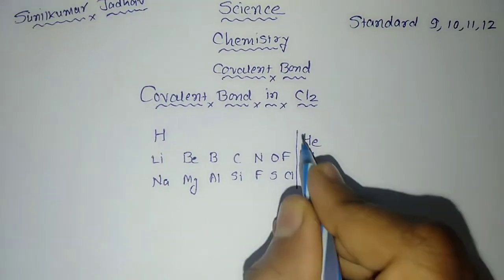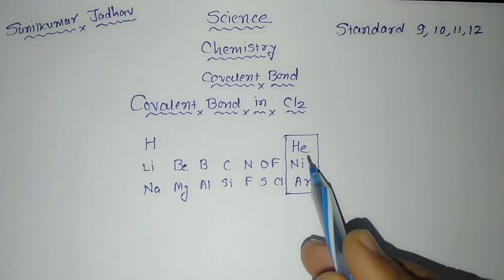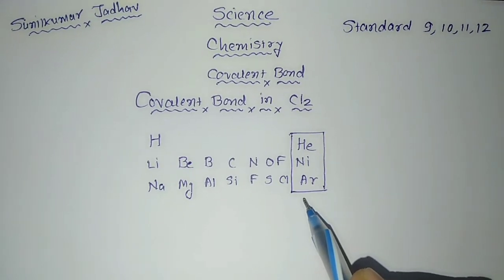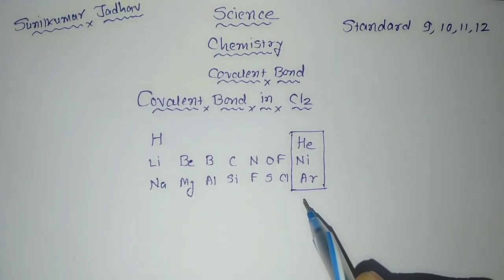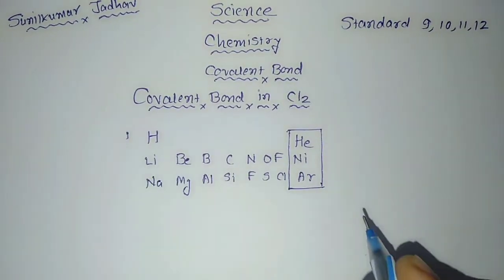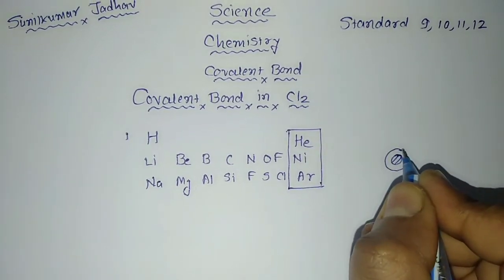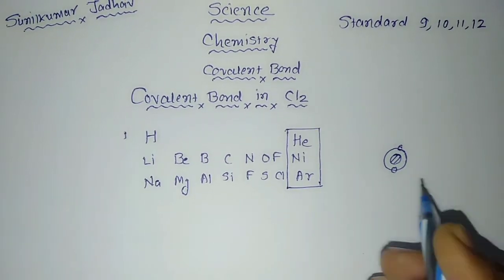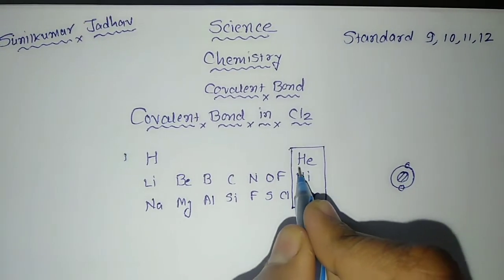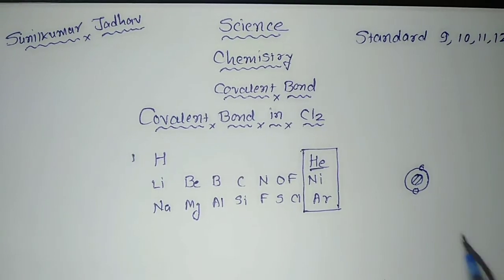As we all know, this particular group is what we call the inert gases. Helium, neon, argon, all these are inert gases. They contain orbits with a complete octet. In the first orbit, how many maximum electrons can be accommodated? That is 2. If the first orbit is filled with 2 electrons, then its electronic configuration is that of helium, and it is a complete octet. So it is an inert gas.